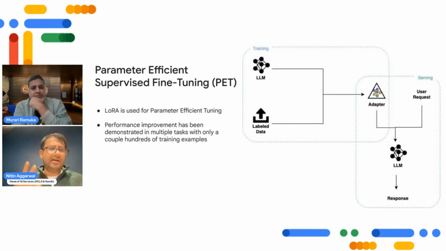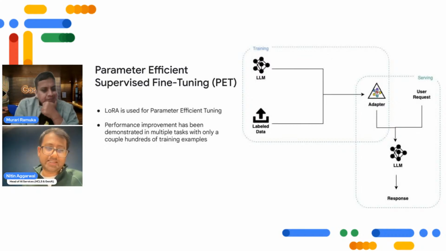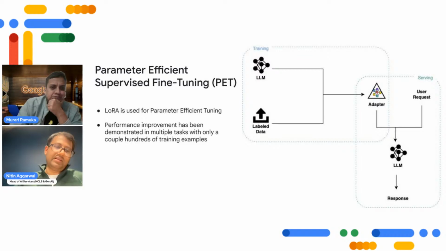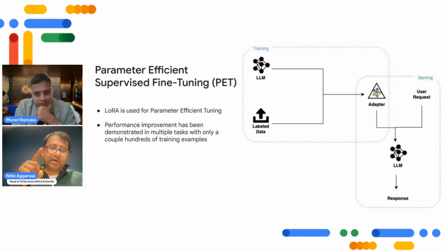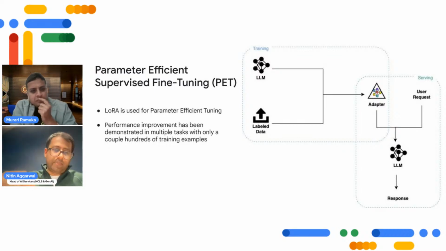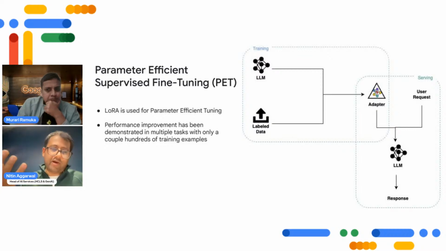PEFT, PET, SFT, LoRA. These are some of the acronyms you see across this term, but the concept remains the same: there is one foundation large language model supported by labeled data that will create an adapter layer. That adapter layer is like a dense layer for a neural network. Whenever a user makes a request, the adapter layer will make a call to the background LLM, customizing it and providing that particular response as output.